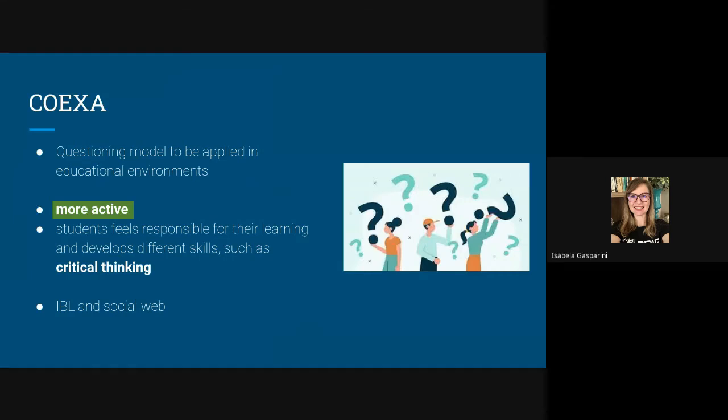COEXA is a question model to be applied in education environments. Our goal is that students' learning become more active and consequently that students feel responsible for their learning and develop different skills such as critical thinking. The model uses inquiry-based learning theory and social web fundamentals.